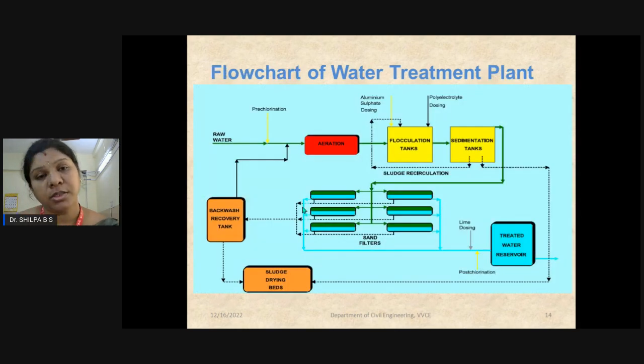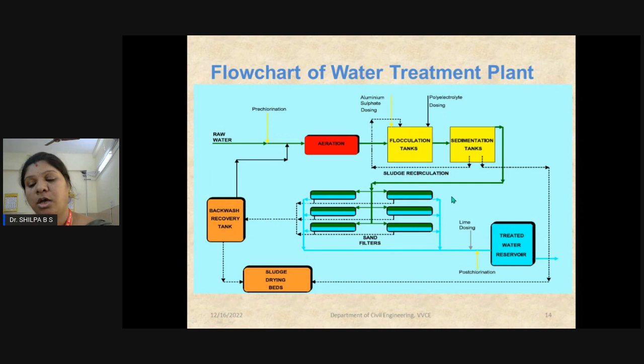Okay, this is a conventional flow chart which is generally used in a water treatment plant. Raw water taken from the source will be pumped to the aeration tank. Then comes the addition of alum, which we call coagulation. Then the flocculation tanks, and from there the water is taken to the sedimentation tank. Then the sedimented water will be taken to the sand filters; rapid sand filters are the most commonly used. From filtration, the water is taken to chlorination, and after chlorination, the water will be stored in the water reservoir and then supplied to the public.